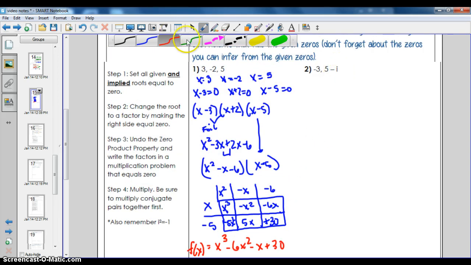All right, go ahead and try that next one on your own. Remember the i, I'll kind of help you out there with that 5 minus i. We also have 5 plus i, that's implied. So it should be x equals negative 3, x equals 5 minus i, and x equals 5 plus i.